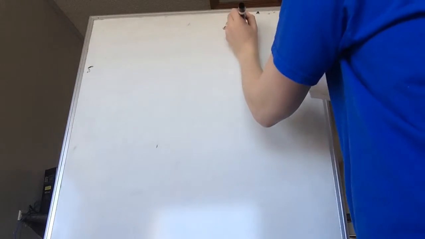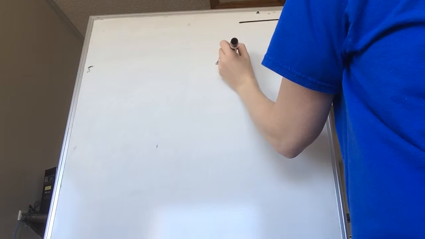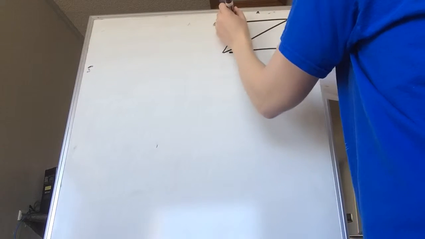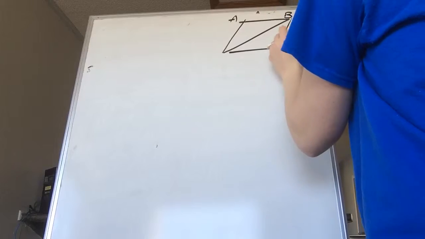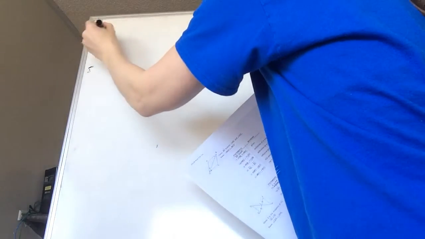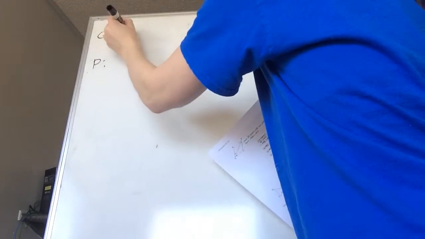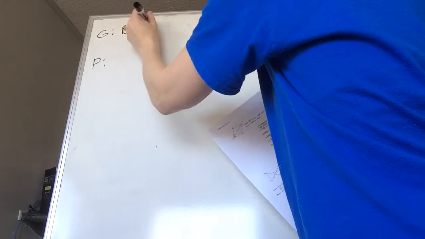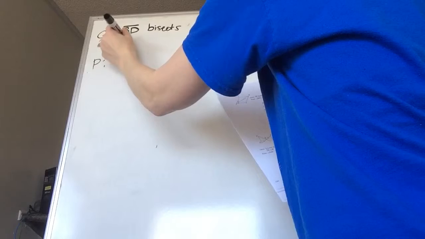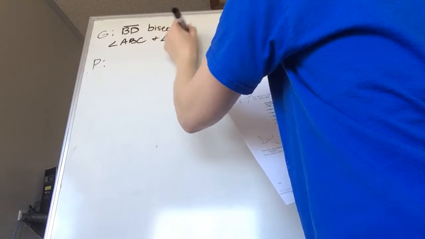Okay, so our figure is called A, B, C, D. And I'm going to put just a G and a P. So we are given that BD line segment bisects angle ABC and angle ADC.